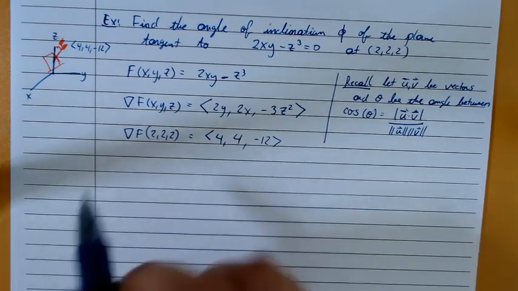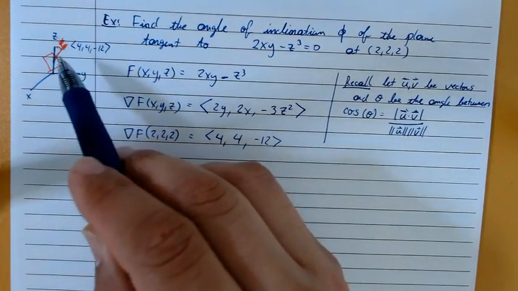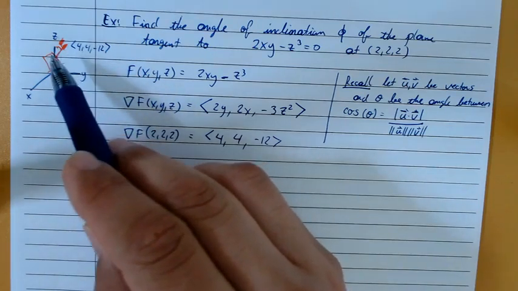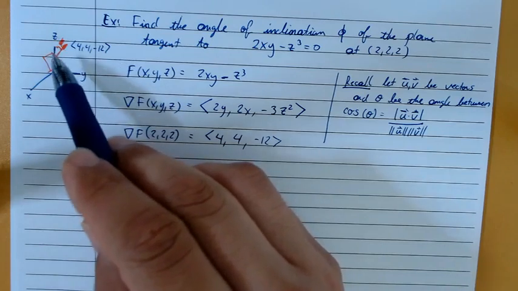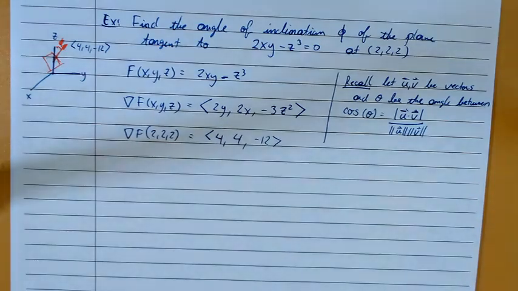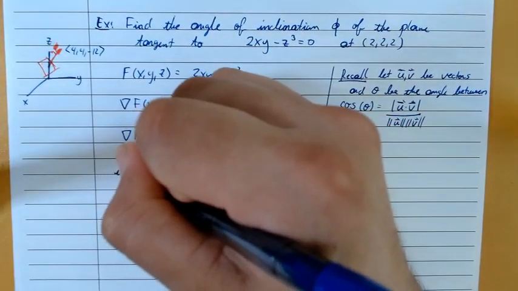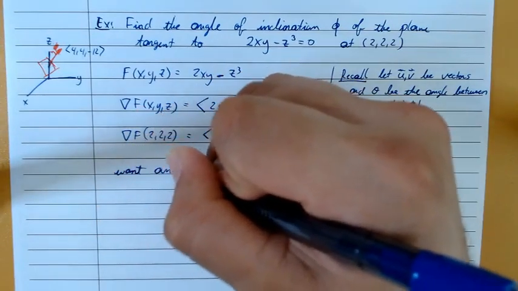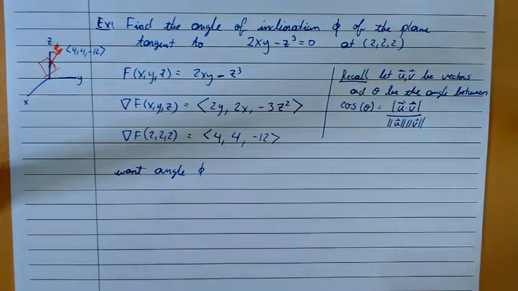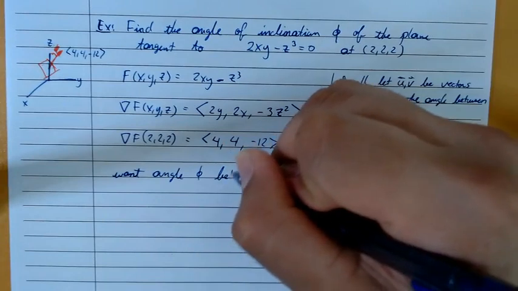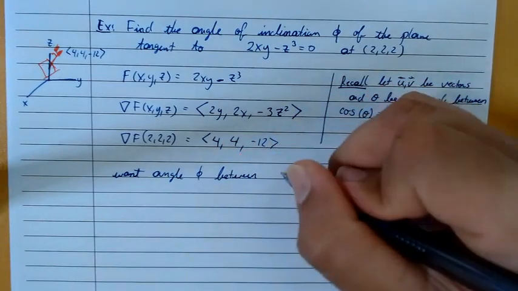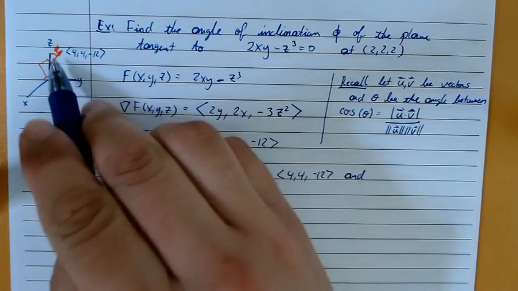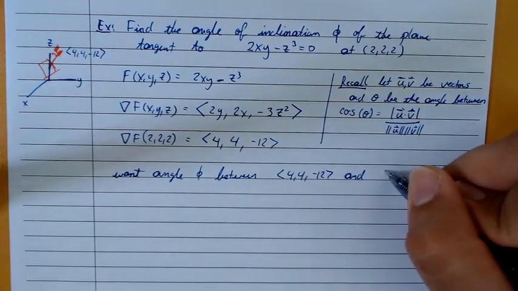All right, well here, what do we want to do? We want to find the angle in between these two vectors. Well, that's the vector 4, 4, negative 12. This is the vector that points straight up, so that's the vector 0, 0, 1 in the direction of z. So what I want is the angle theta, phi, I guess, the angle phi between 4, 4, negative 12 and the vector pointing straight up, that's 0, 0, 1.